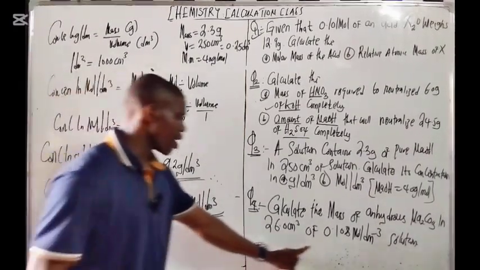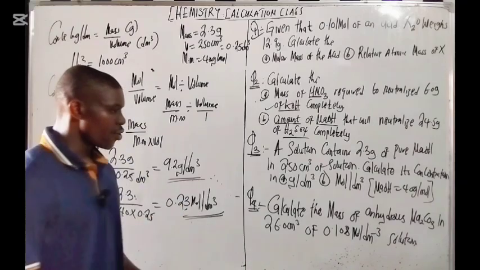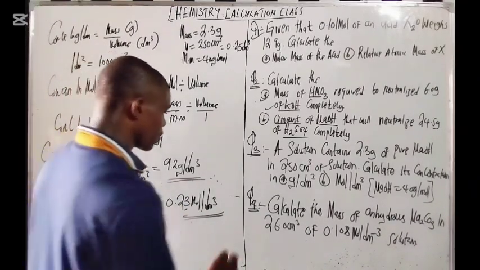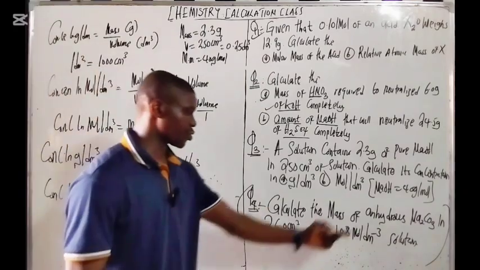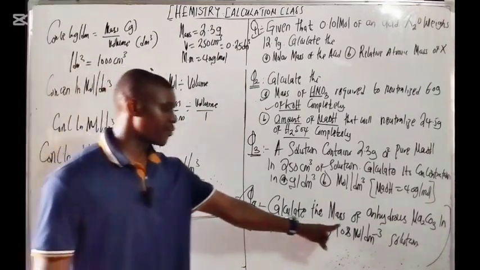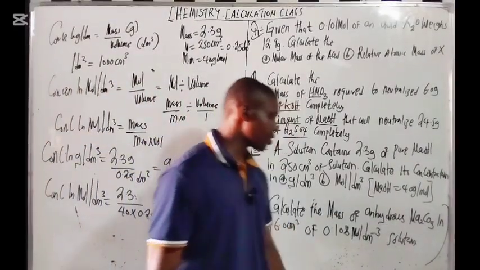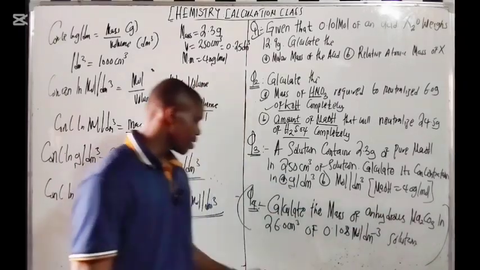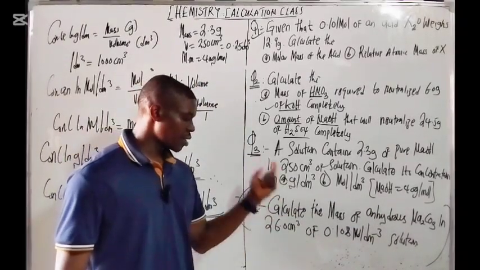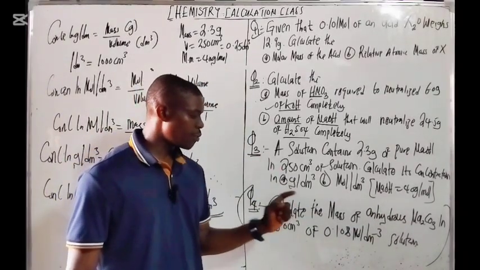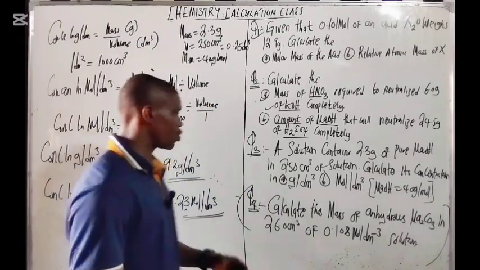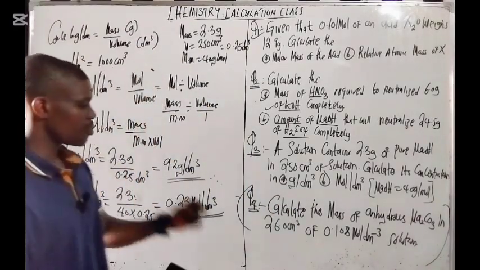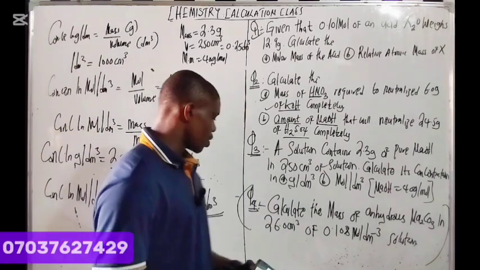So I want to leave it with you guys. Go ahead and solve question 4 for me. You should be able to solve it. They say calculate the mass of anhydrous Na2CO3, that is sodium carbonate, in 26.0 cm cube of 0.10 mole per dm cube solution. If you really understood what I've done so far in this class, you should be able to solve this question yourself. So solve question 4.